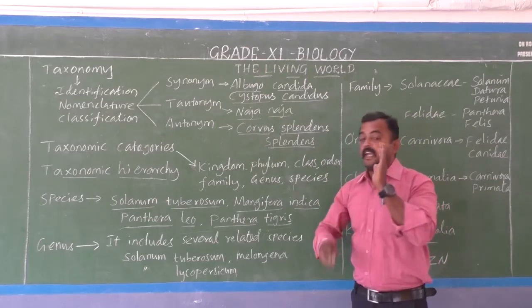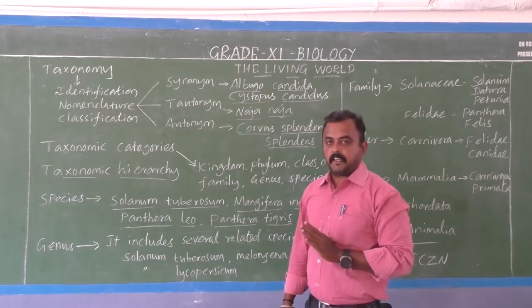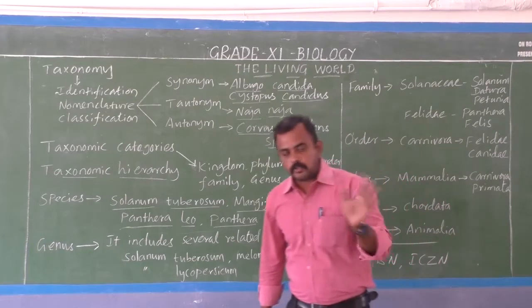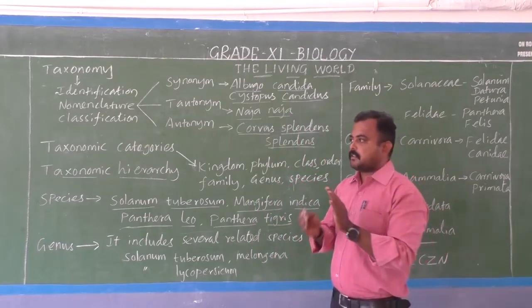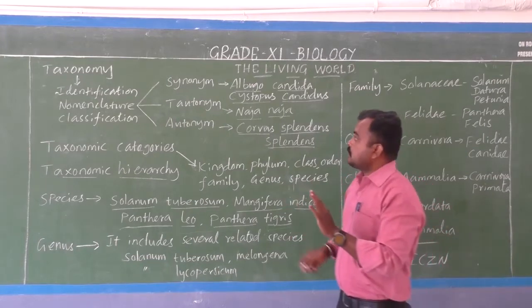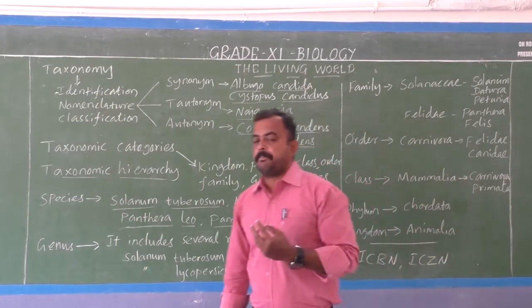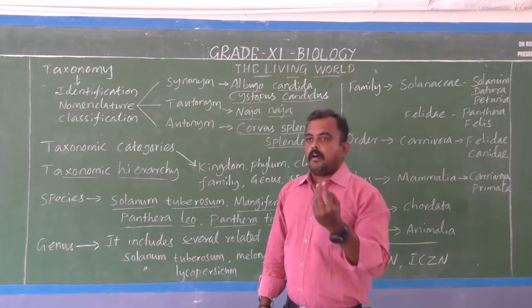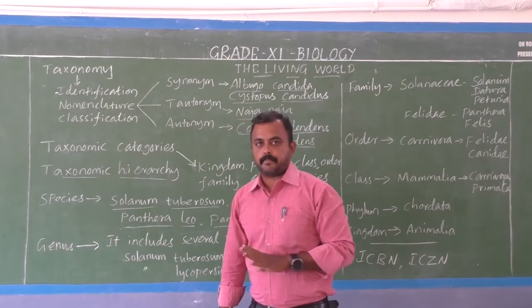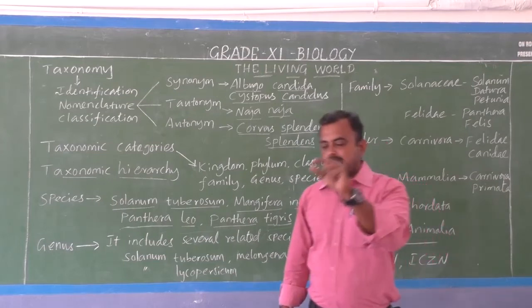Sir, how can you say one organism has two scientific names? Whether it is confusing or not? No, it won't confuse you, because scientists have given clear clarification. Okay, so I will explain that synonym. Just take an example of two scientists. One scientist is doing research on fungi.